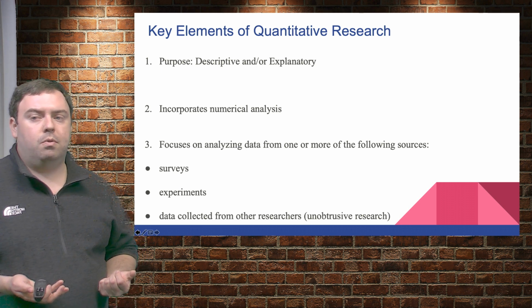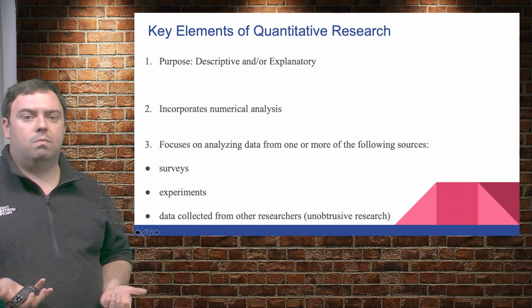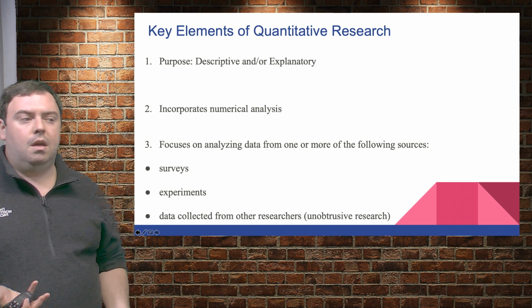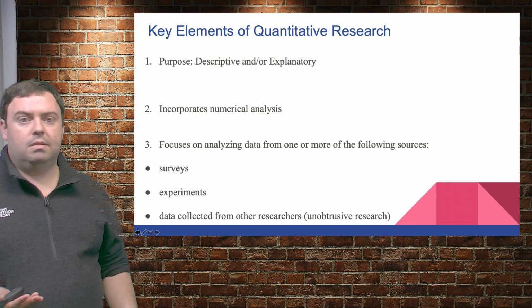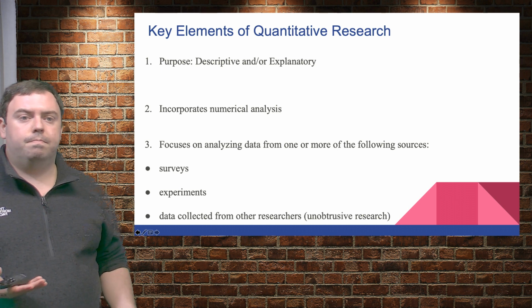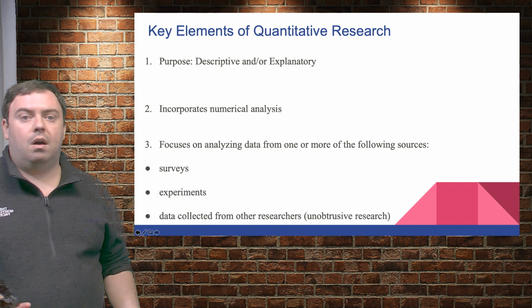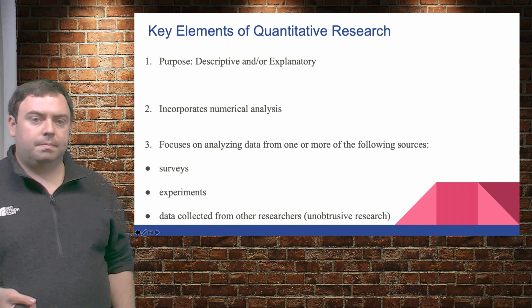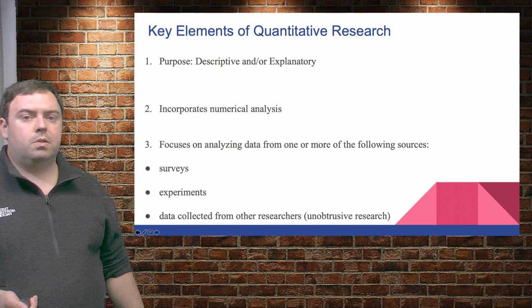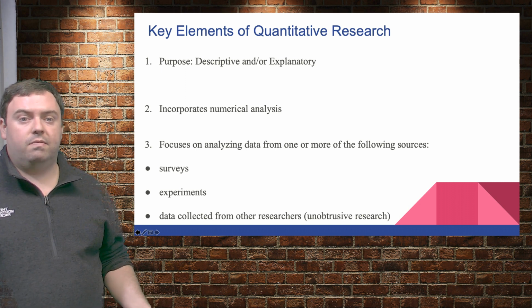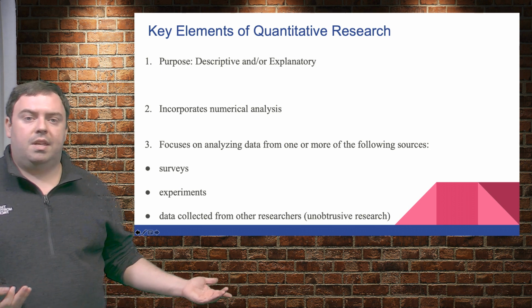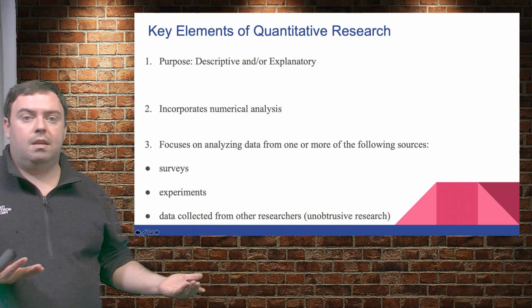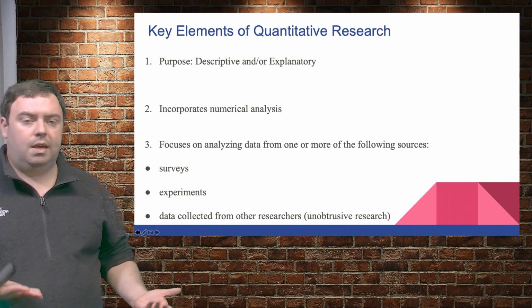So, for example, an explanatory form of quantitative research might be what is the relationship between years of experience of a teacher and their students' performance on a standardized test. So there's two variables, years of experience of the teacher and students' performance on a standardized test, and the study is trying to explain what is the relationship between the two.